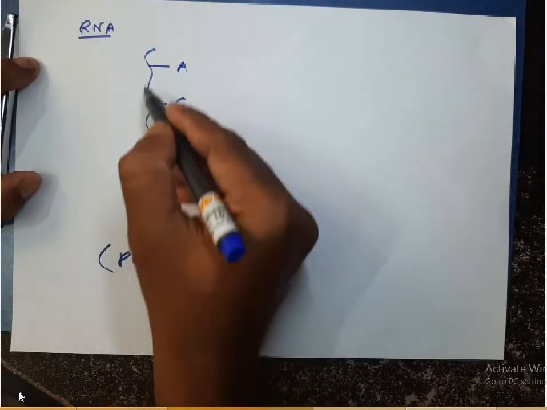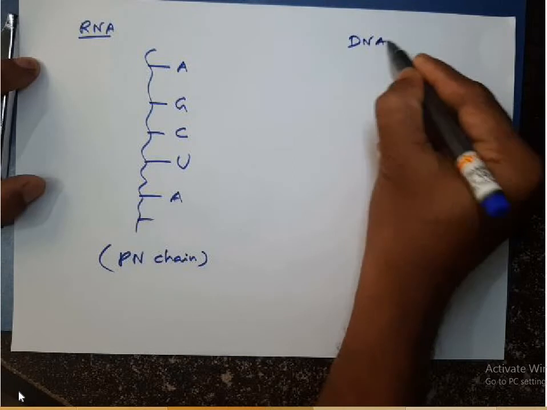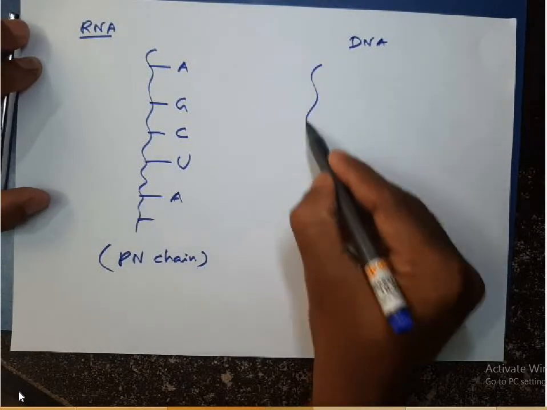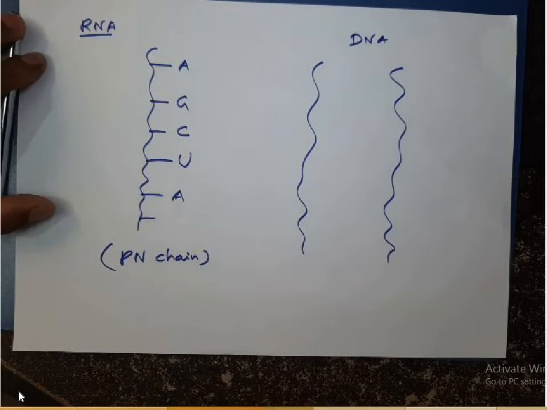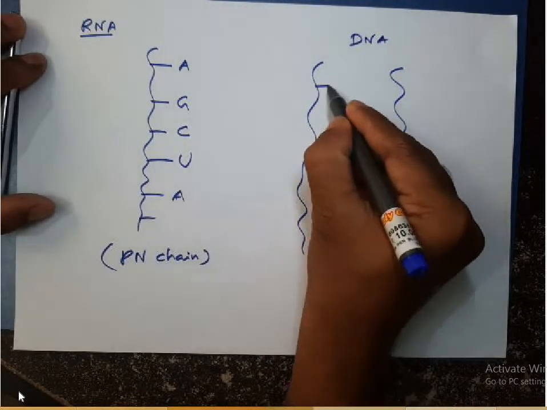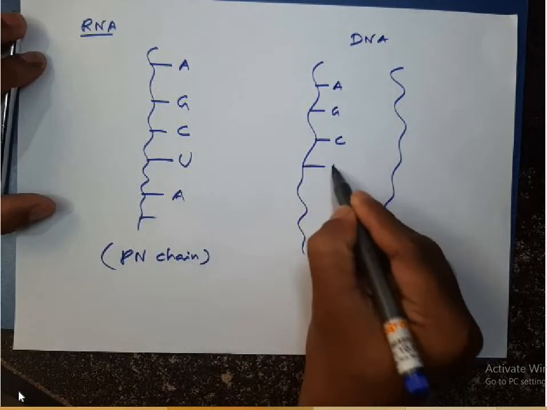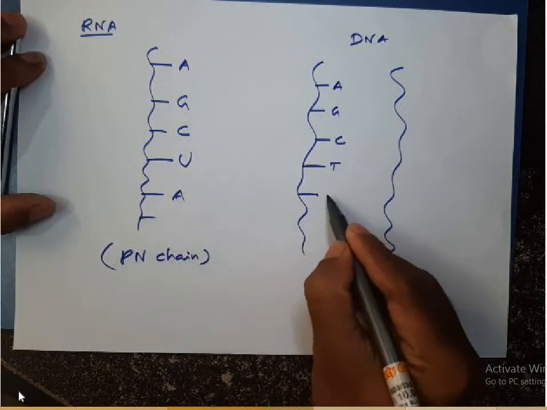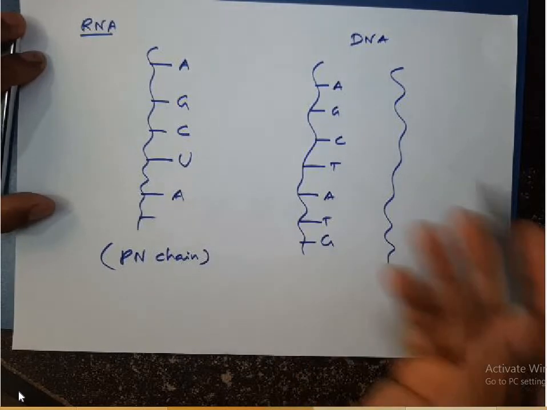In RNA, we have only a single chain, whereas in DNA, we have two chains. In one chain, suppose I have adenine, here I have guanine, here I have cytosine, thymine. Similarly, here I have adenine, thymine. It need not be the same order. I told you, it should be different.